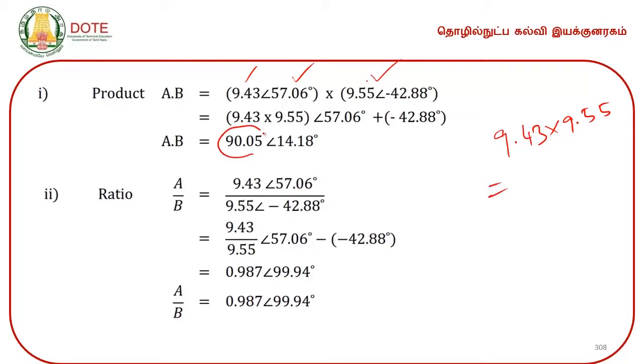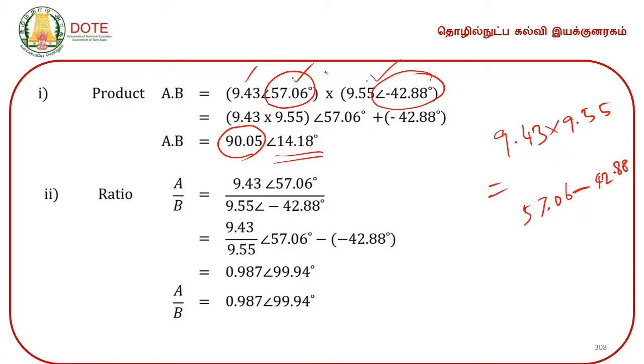It is 90.05, and then you should add this 57, and you should add this minus 42.88. So, 57.06 minus is already there. So, it is 42.88. So, it is 14.18.